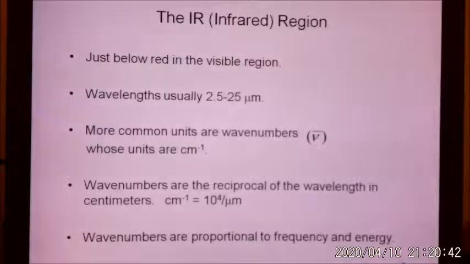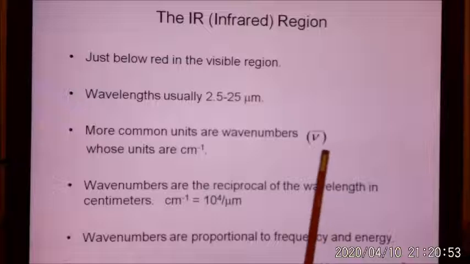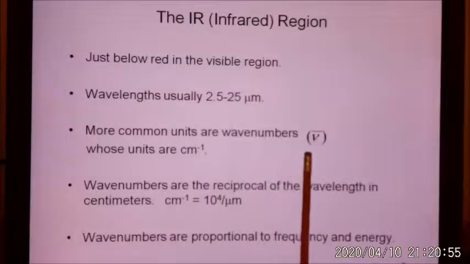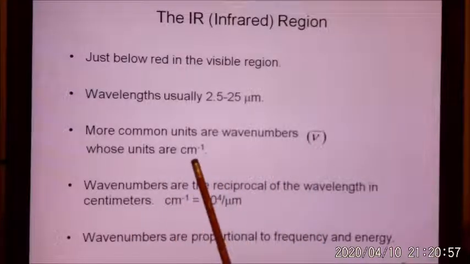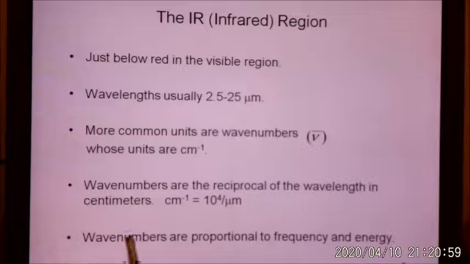All right, infrared. It's just below the red in the visible region. We saw that wavelengths are usually 2.5 to 25 micrometers. Our common units for infrared are wave numbers, and those units are inverse centimeters. Now, inverse centimeter is equal to 10 to the 4th divided by my wavelength, which is in micrometers.